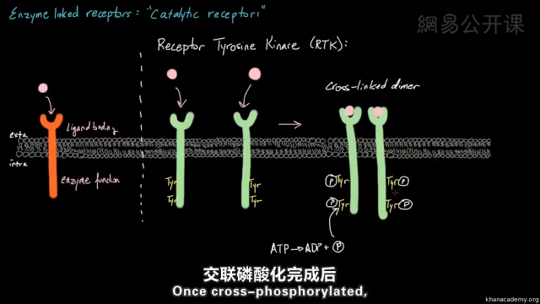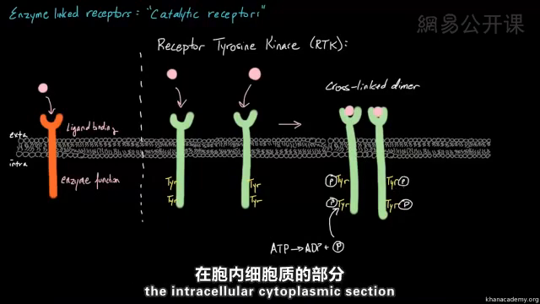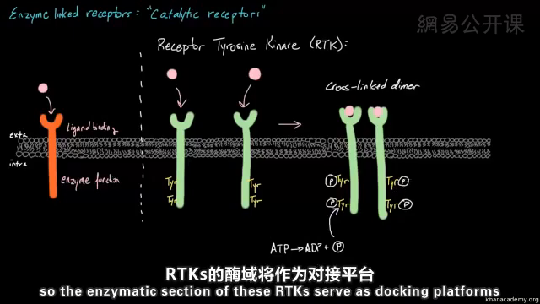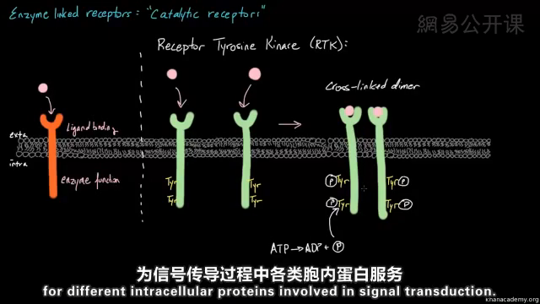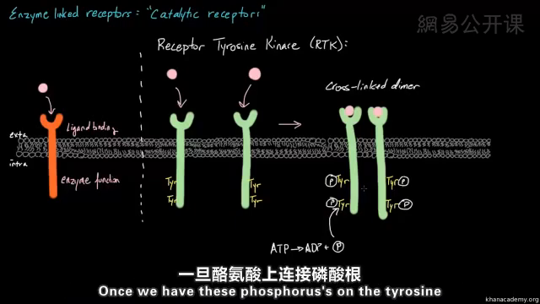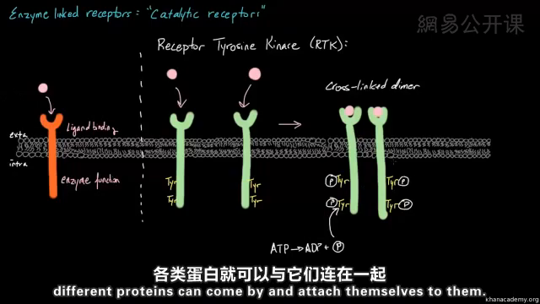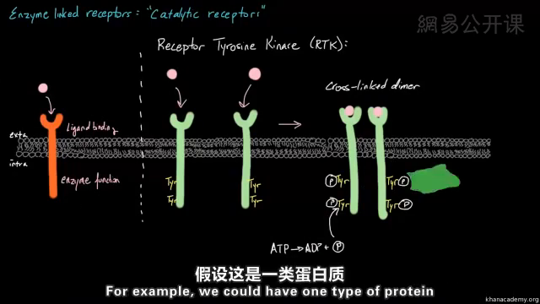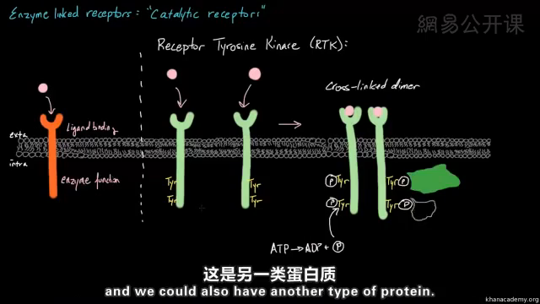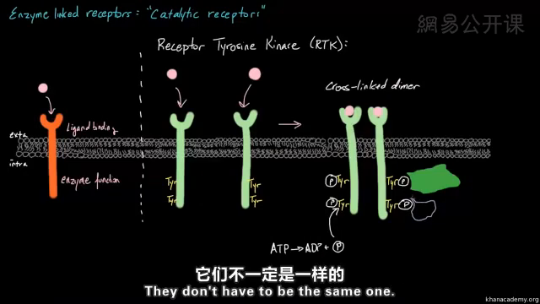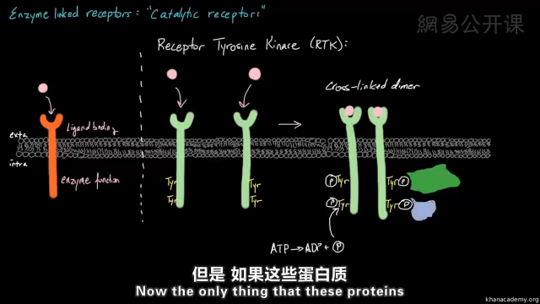Once cross-phosphorylated, the intracellular cytoplasmic section, so the enzymatic section of these RTKs, serve as docking platforms for different intracellular proteins involved in signal transduction. So once we have these phosphoruses on the tyrosine, different proteins can come by and attach themselves to them. For example, we can have one type of protein, and we could also have another type of protein. They don't have to be the same one.